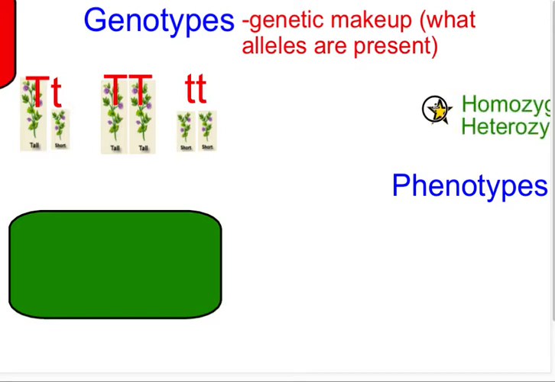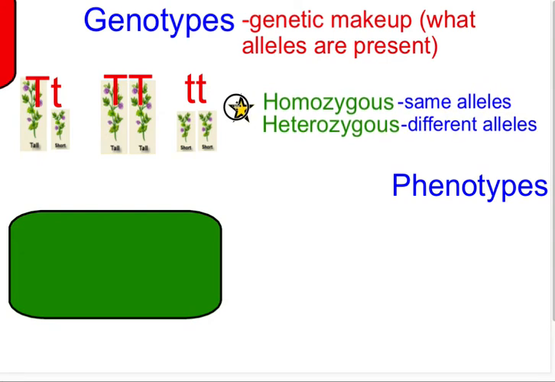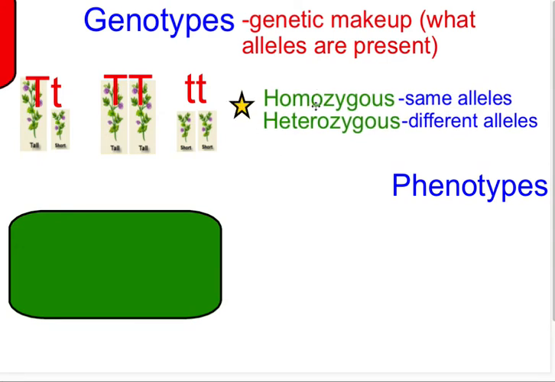And we can describe each of those three conditions using these words: homozygous or heterozygous. So this one here is homozygous because the alleles are the same. This one here is also homozygous. The alleles are the same. While this one is heterozygous because the alleles are different. You remember we've talked about before the prefix homo means same and hetero means different.